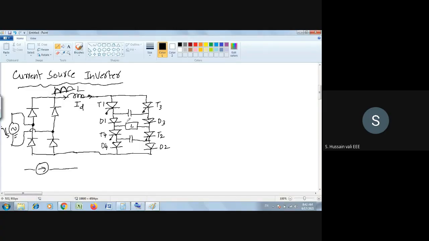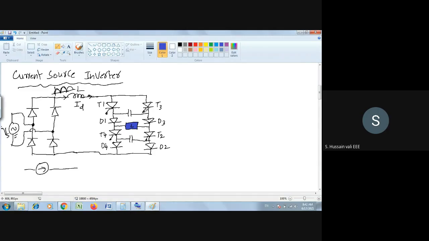So here in the current source inverter there is a load. Better we mark the load so we will understand where it is. Okay, this L is the load. L is the load here. So now you see, we'll start the operation easily.